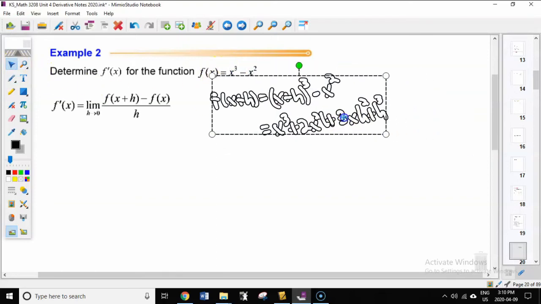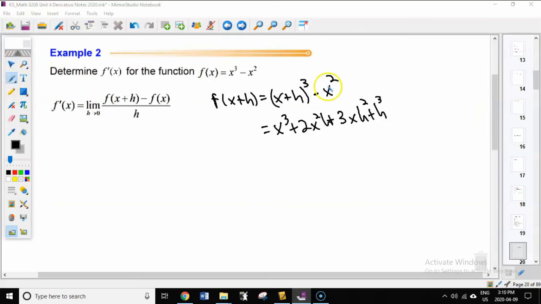Then we've got to do minus x plus h squared, which we just did in the previous example. Just let me organize that a little bit better. Alright, so then this is going to be the cubed, and now we got to do the squared part, so minus x squared plus 2xh plus h squared. Okay, so that's our f of x plus h, which simplifies into x cubed.